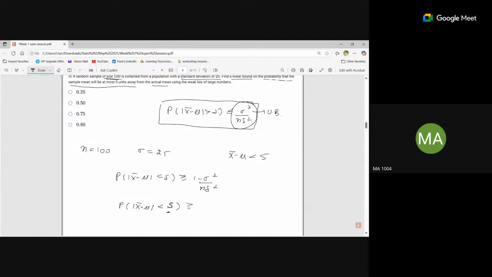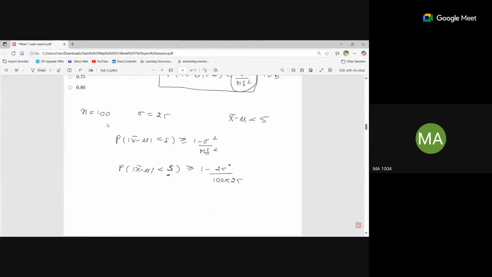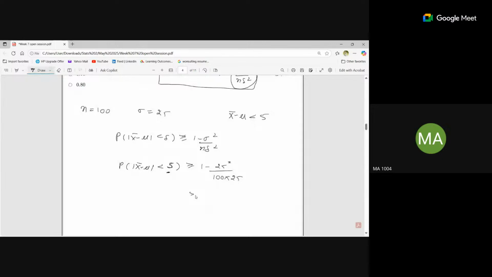5. Okay. So this will be equal to 1 minus sigma square, which is 25, divided by n, which is 100, into what is delta square? 5 squared is 25. Okay. So if you solve this, you will get 0.75 as the answer. Is it fine?